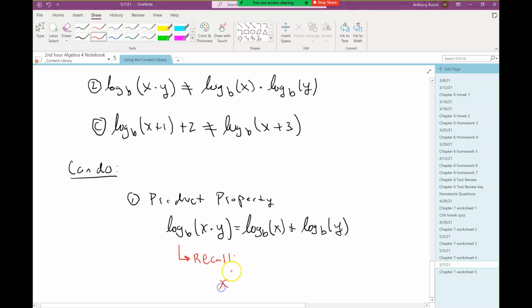If you remember back to last chapter, we talked about this property of exponents, where multiplication between two exponentials turned into addition inside the exponent. In fact, this product property is just the logarithmic version of that property. Okay with that?